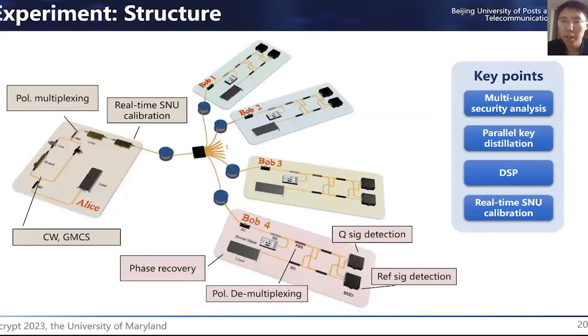This is our network structure. It is a continuous wave Gaussian modulated system with polarization multiplex, quantum, and pilot signal. Two AOMs are used as an optical switch for controlling the real-time SNU calibration. The phase noise caused by the two free-running lasers is compensated by DSP. The quantum signal and the reference signal are separately detected after demultiplexing. We developed a series of key technologies to support this network, including the multi-user security analysis, the parallel key distillation, the DSP, and the real-time SNU calibration.